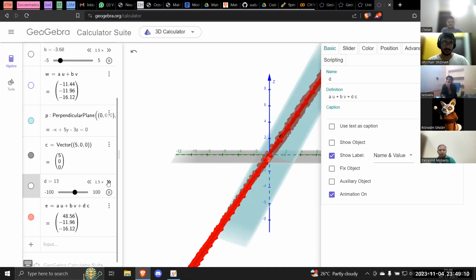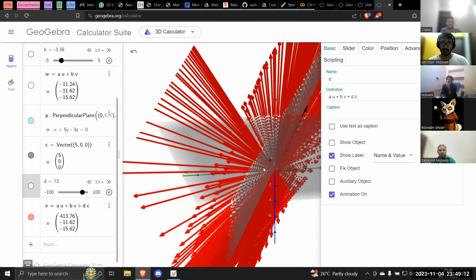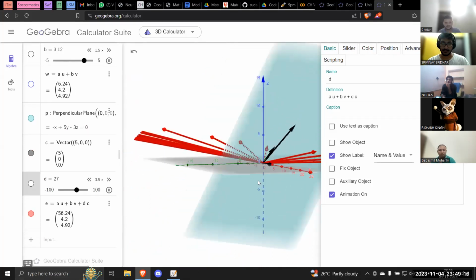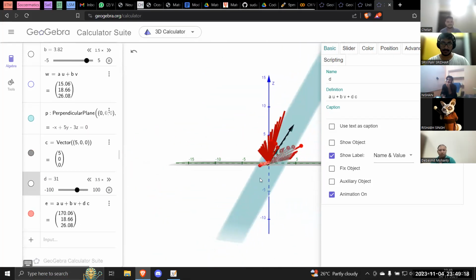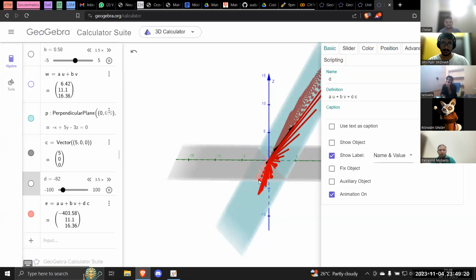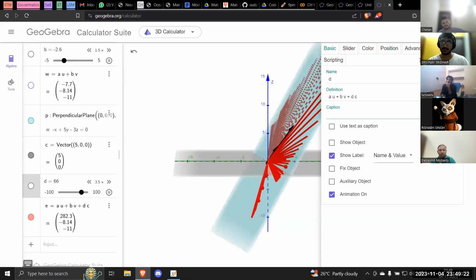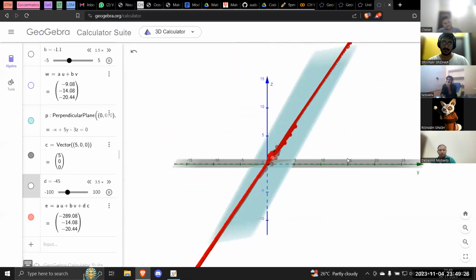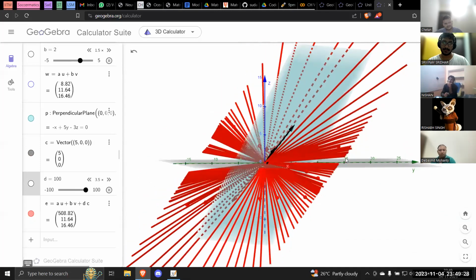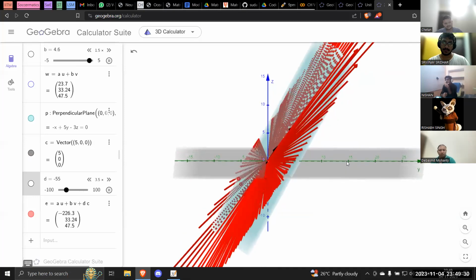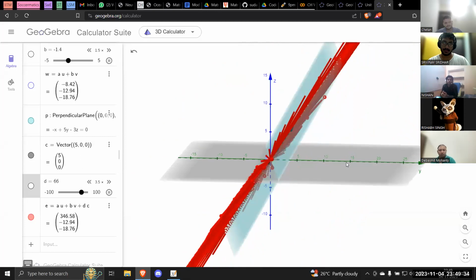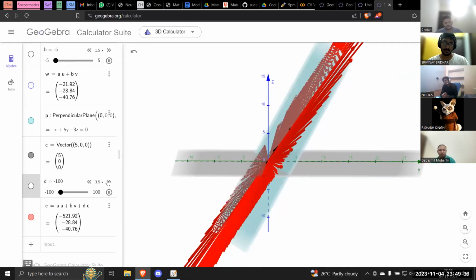Chittura says I'm seeing a plane, right? That's what I'm looking at as well. Shouldn't be the case. This is the locus we were talking about, the locus that gets traced out of a plane. Yeah, many things. I was hoping for something else.